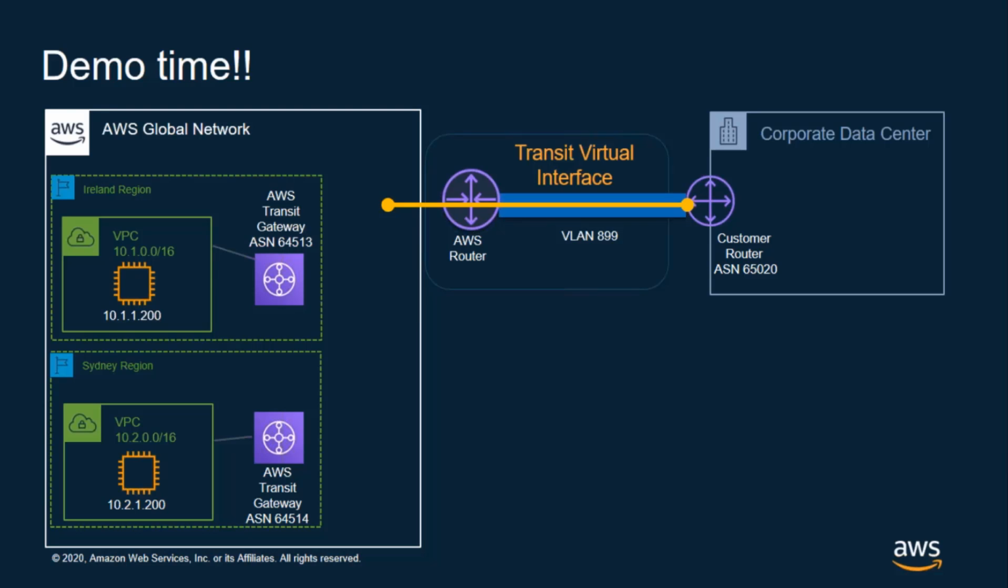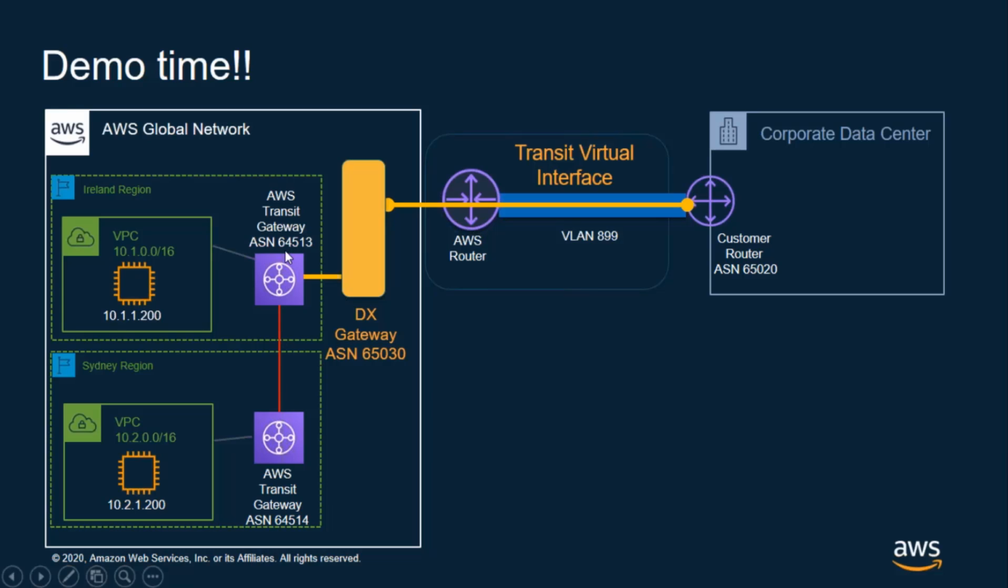And our aim at the end of this demonstration is to create the Direct Connect gateway and attach it to the transit virtual interface that we will have accepted. We will create the attachment to the transit gateway on top in the Ireland region. And we will also create the inter-region peering with the transit gateway on the bottom.